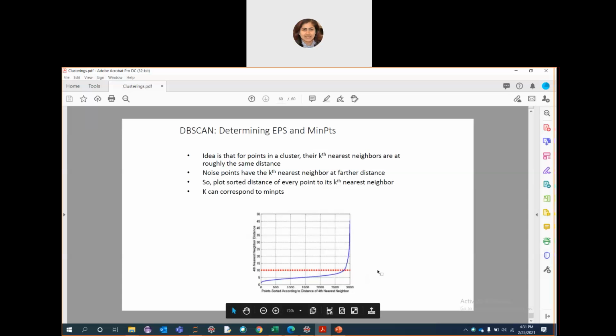So actually what does it mean? You are basically sorting the points according to the nearest neighbor, and here you need to determine what nearest neighbor you need to choose. Here this picture has considered the fourth nearest neighbor. So this picture considers a sample data set. The value of epsilon is determined in this way, and it actually depends on the k value.